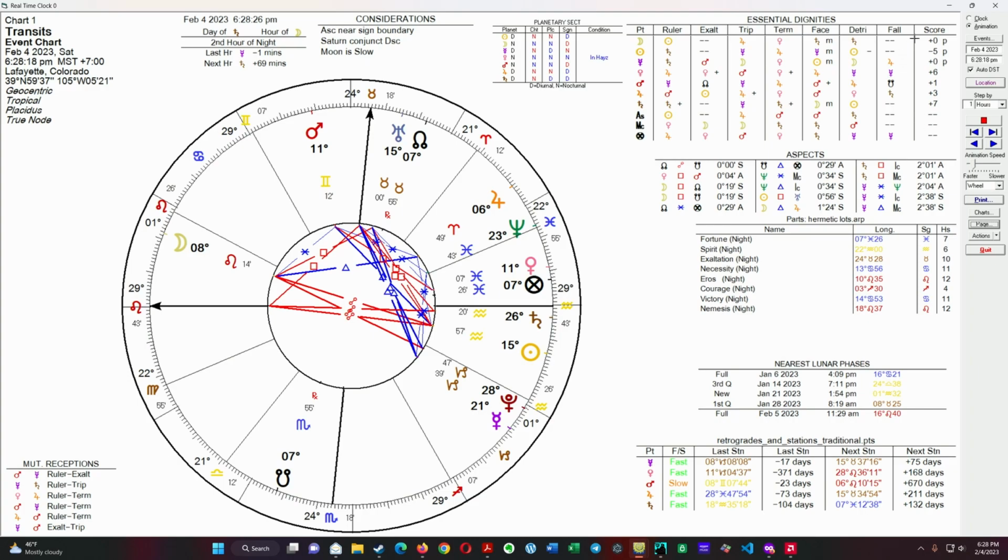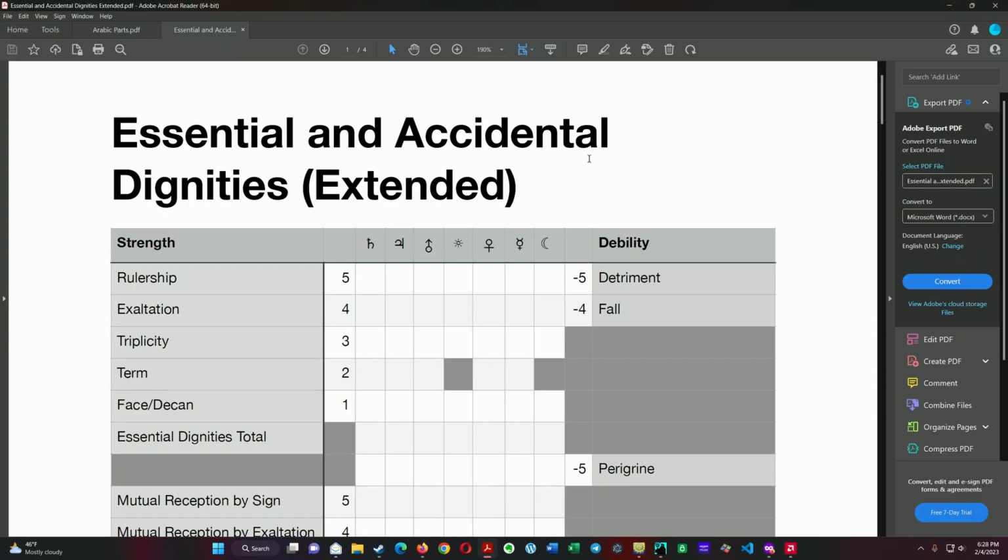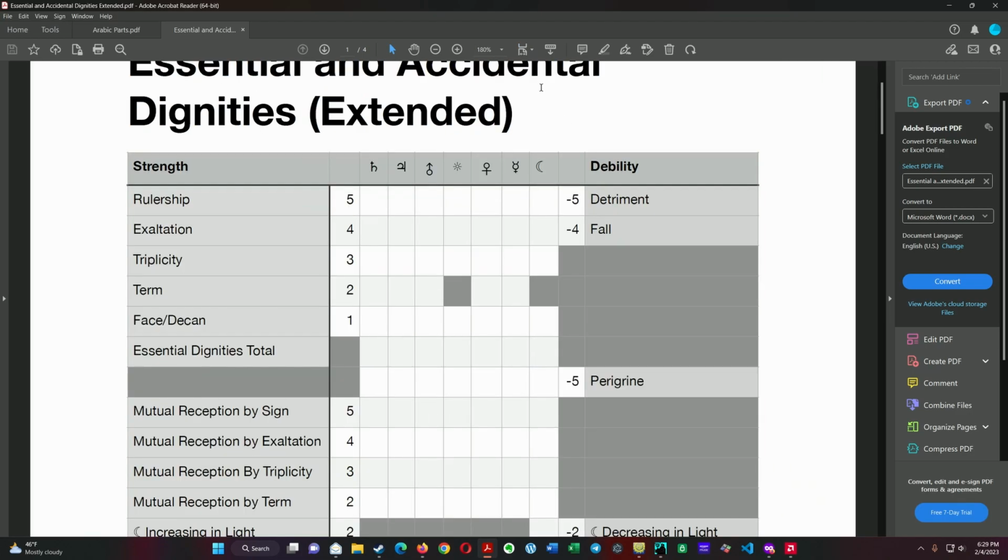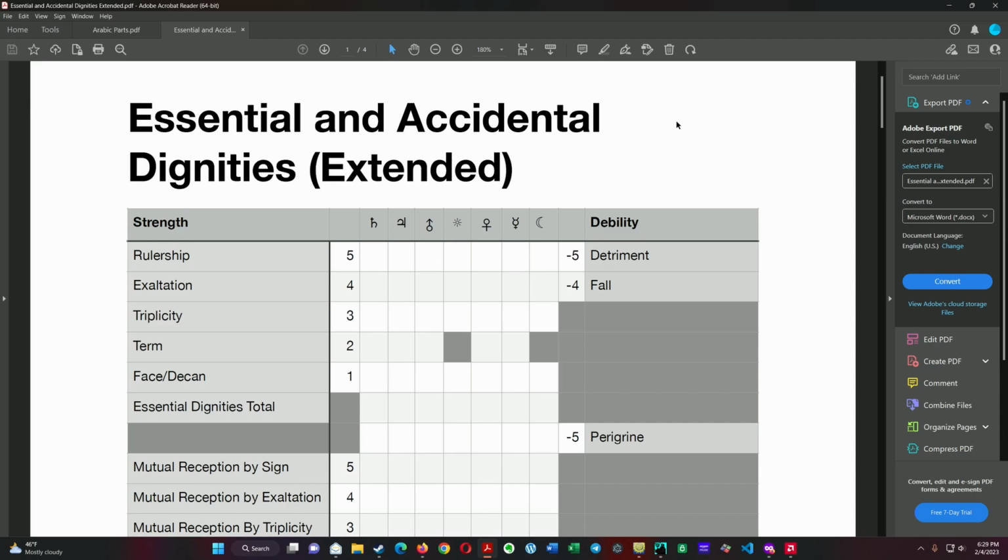There is a chart similar to the one I'm showing you here that William Lilly has in his book, and it's decent, it's good. However, I do think that it's a bit incomplete. I think it can be improved. And so I made a tentative list, or a table really, of essential and accidental dignities that is more complete. I don't think it's the most complete, but it's sort of the bare bones framework for something that I think could be a much better method of evaluating planets.